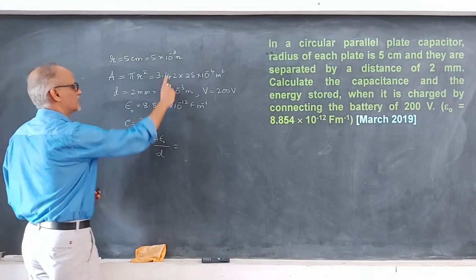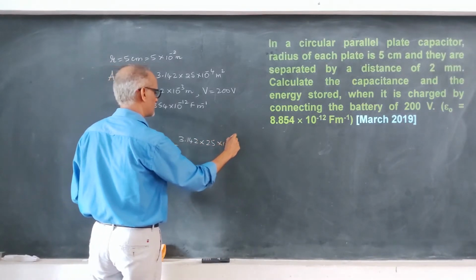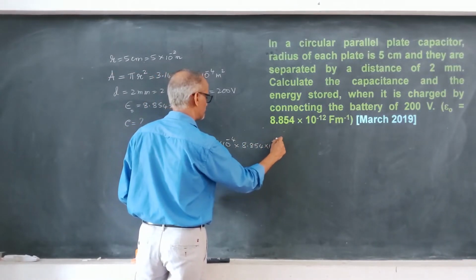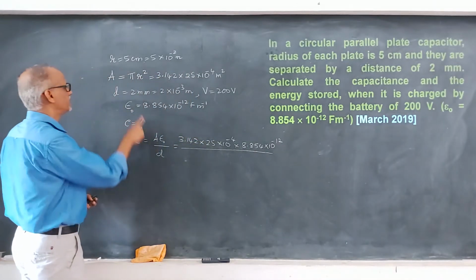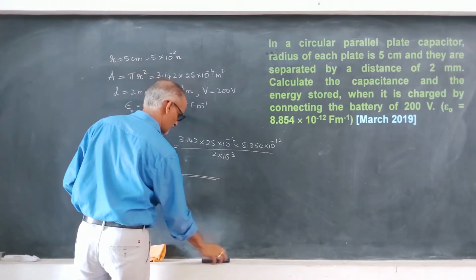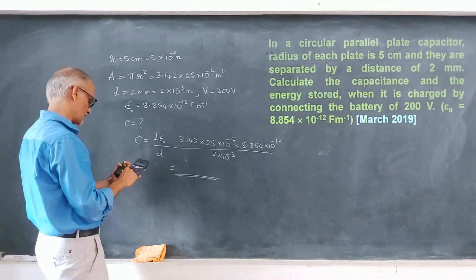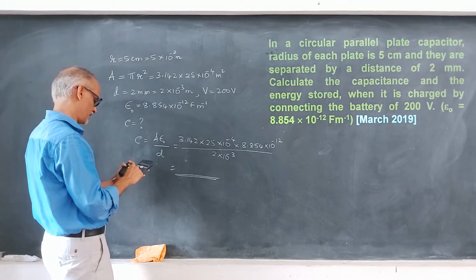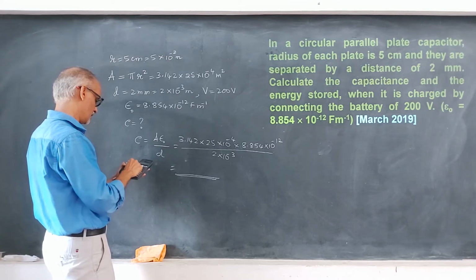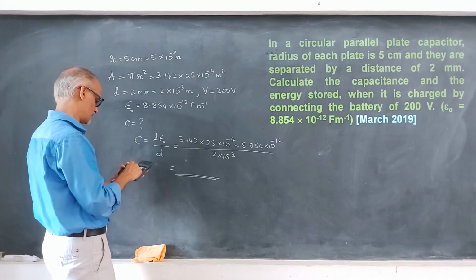What will be the value? A here is 3.142 into 25 into 10 to the power minus 4. Now that is A. What is the value of epsilon naught? 8.854 into 10 to the power minus 12, divided by what is the value of D? D is here 2 millimeter, which is 2 into 10 to the power minus 3. So let's calculate using the calculator. 3.142 into 25 into 10 to the power minus 4, into 8.854 into 10 to the power minus 12, divided by 2 into 10 to the power minus 3, correct?